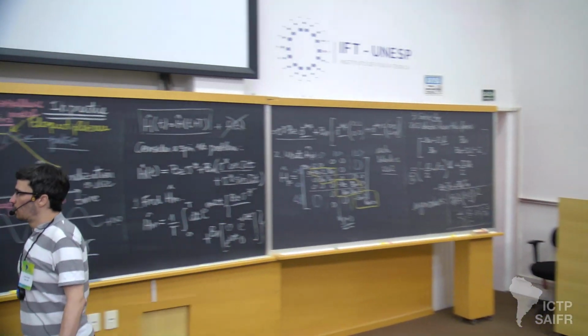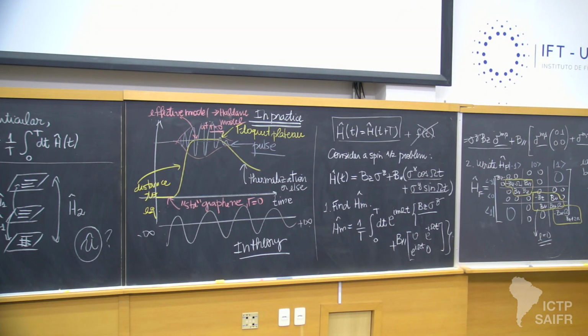Step number 4 is: choose the Floquet parameters that make the system interesting, safely. Here we don't have this. The only, what does this mean? The only parameters that I have here, what parameters do I have here?